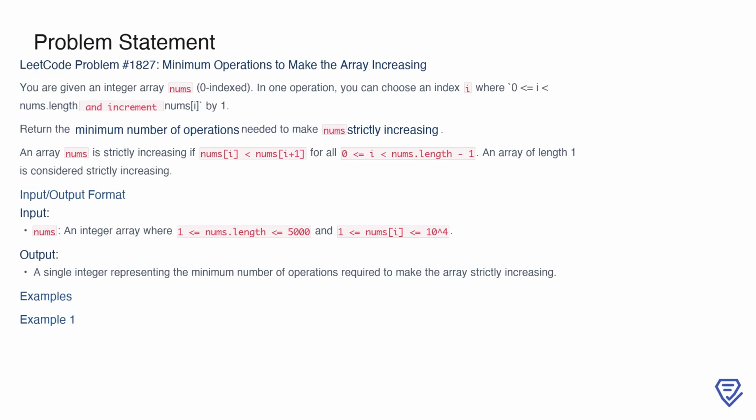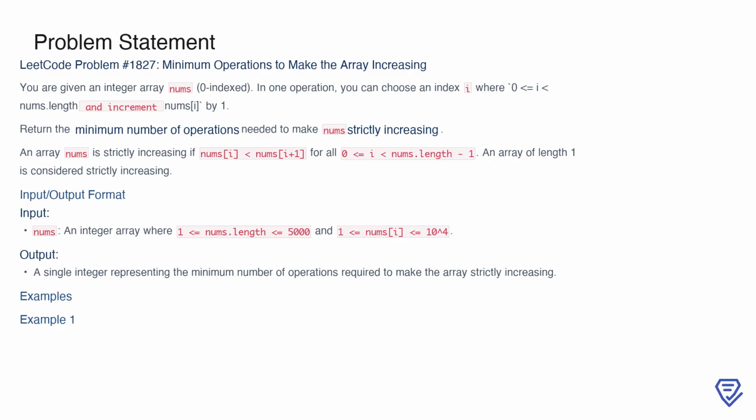This problem, LeetCode number 1827, is about making an array strictly increasing with the minimum number of operations. You're given an integer array nums, and in one operation, you can increment any element in the array by 1. The goal is to determine the smallest number of these operations needed to make the array strictly increasing.